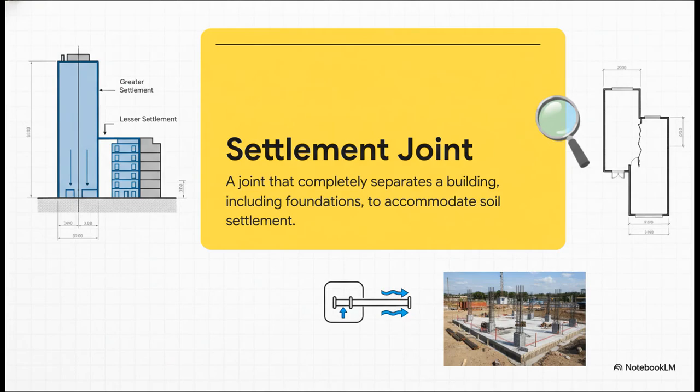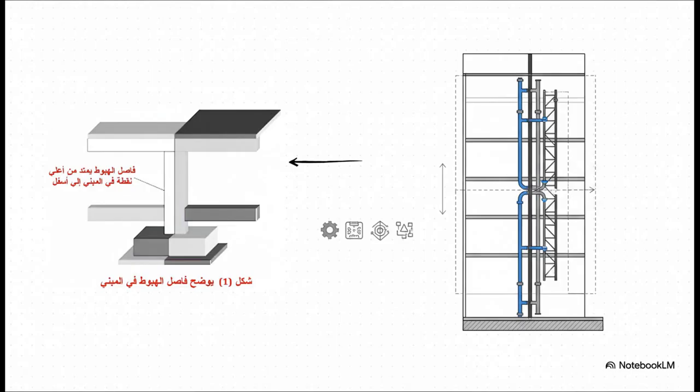Let's start with the big one, the settlement joint. You use this when you expect different parts of a building to sink into the ground at different rates. Think about a massive heavy tower connected to a much lighter parking garage. They're just not going to settle the same way. And this diagram really shows you what we mean. A settlement joint isn't just a small gap. It is a complete and total structural separation. It cuts through the entire building, from the roof all the way down through the foundation, basically creating two independent structures right next to each other.